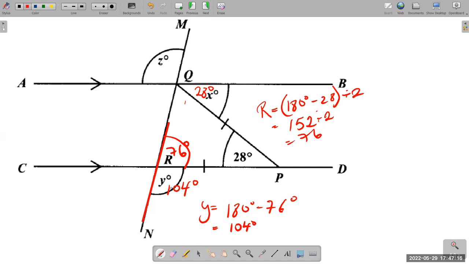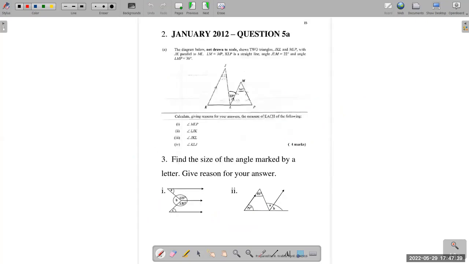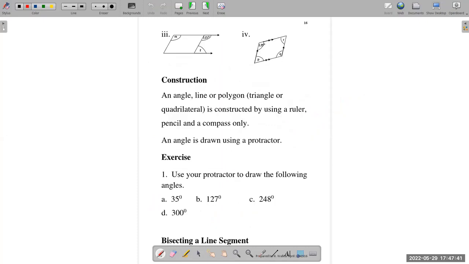Z is 104 too. Because if Y is 104, that means here is 104, and that means up here is 104. What do we call that? We use vertically opposite first, and then we use what? Corresponding. So you see how these things could come, right? All right, so let's move on.